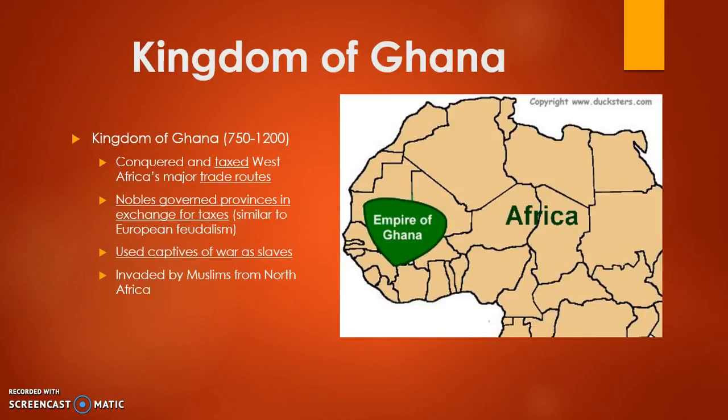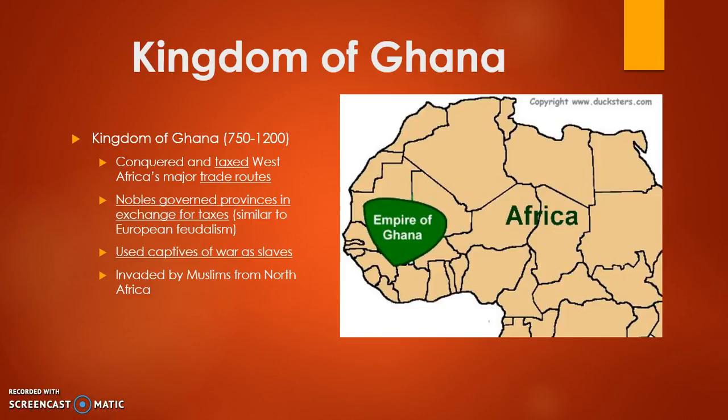So the Kingdom of Ghana over in the east emerged around 750 and lasted until 1200. They conquered and taxed most of the people in the west, and they implemented heavy taxes on those trade routes, so that made them quite wealthy.